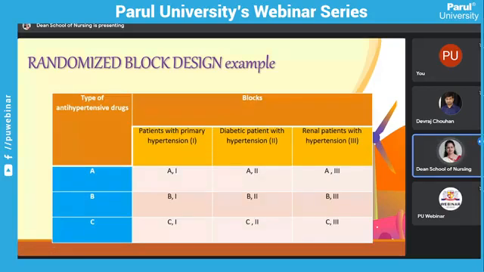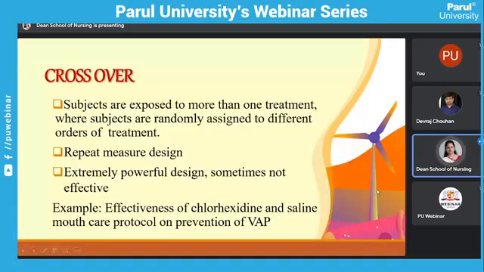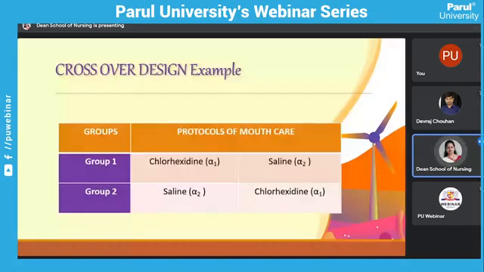Crossover. Here, subjects are exposed to more than one treatment, where subjects are randomly assigned to different orders of treatment. We can repeat the measure design, and it is more powerful, sometimes effective. The main example is effectiveness of chlorhexidine and saline mouth care protocol on prevention of VAP. Here is the crossover. Group 1 will be given the protocol of chlorhexidine and then saline. Group 2 will be given saline and then chlorhexidine, and they will find out the result. This is crossover.